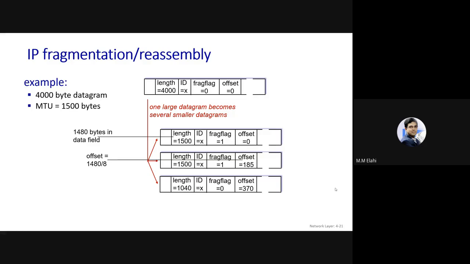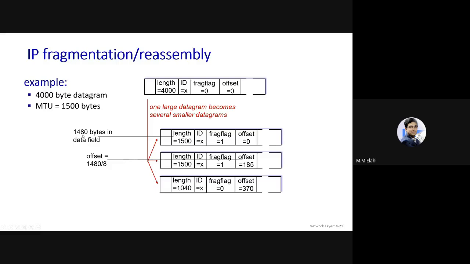For example, for the third one, it is not shown here, but it is shown in the textbook. You can see the textbook. For the third one, what will be the offset? 1480 plus 1480, divided by 8, right? Please mute your microphone, please. For the third one, the first two fragments have sent 1480 bytes each. So what will be the offset? Data sent in the first two fragments: 1480 plus 1480 divided by 8, you will find 370.